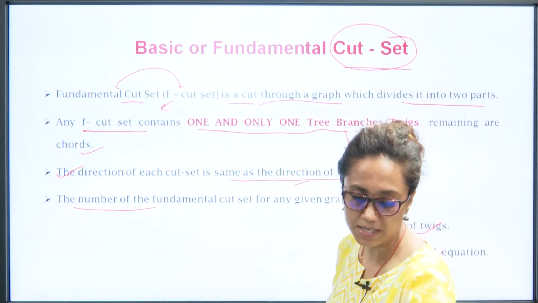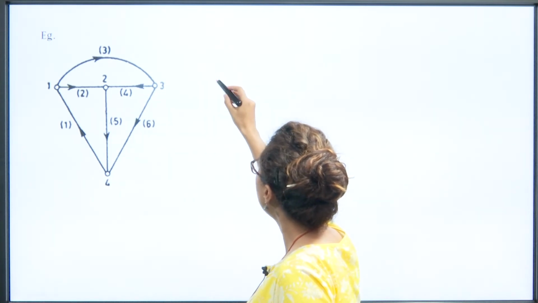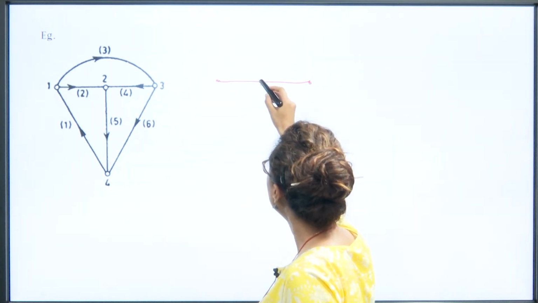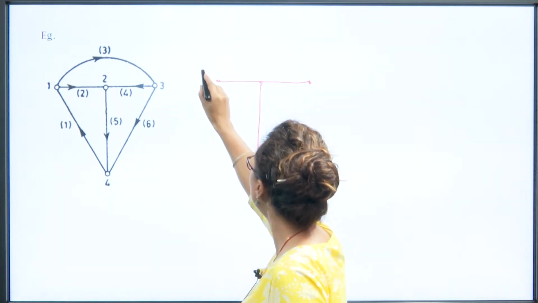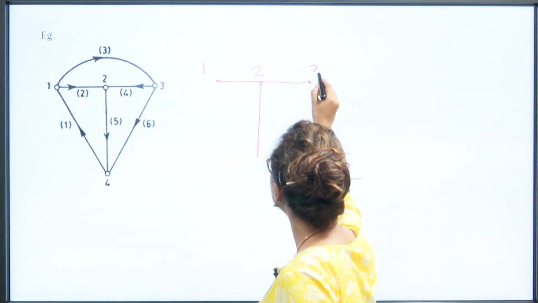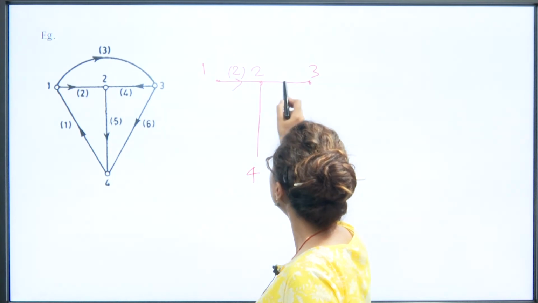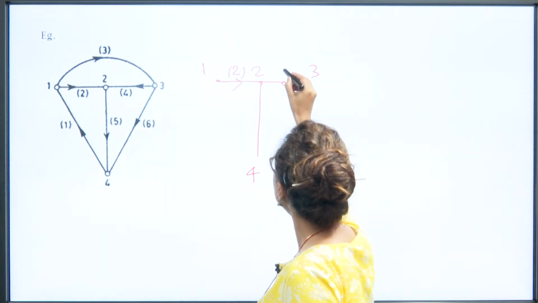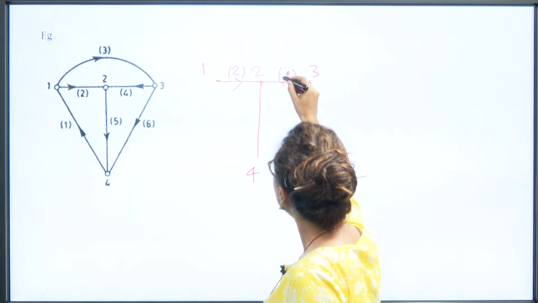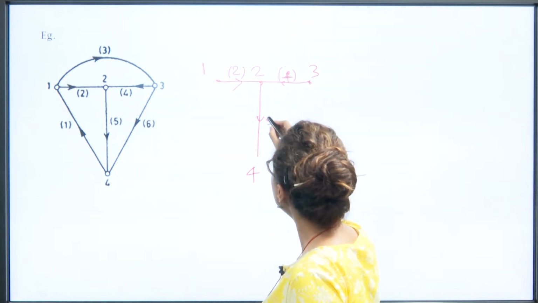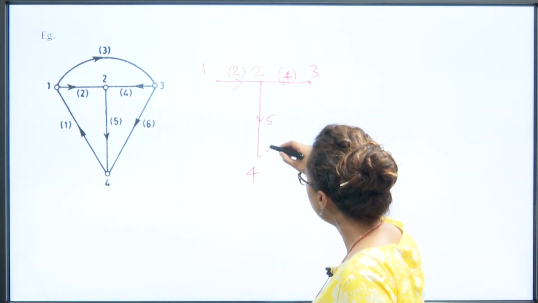So we will see with the same example. Here the same graph has been taken. I just take one similar tree, denoting the nodes 1, 2, 3, 4, these are the nodes. Branches will be shown by the numbers in brackets. This is branch number 4, this is branch number 5, right. And I will show the chords by the dashed lines.